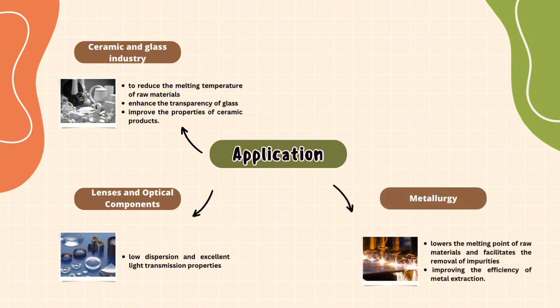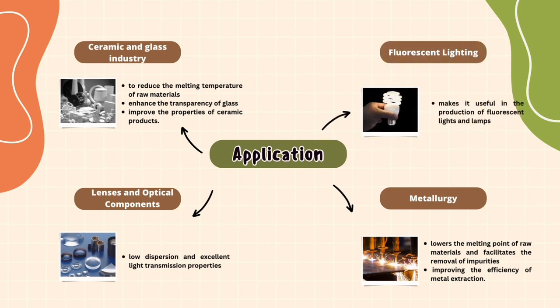Fluorite is also used as a flux in metallurgical processes, especially in the production of aluminum and steel. As a flux, it lowers the melting point of raw materials and facilitates the removal of impurities, improving the efficiency of metal extraction. Fluorite's fluorescence under ultraviolet light makes it useful in the production of fluorescent lights and lamps.